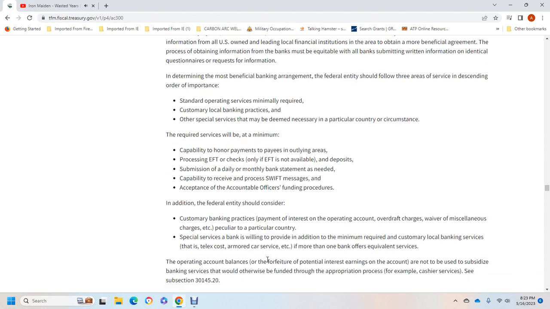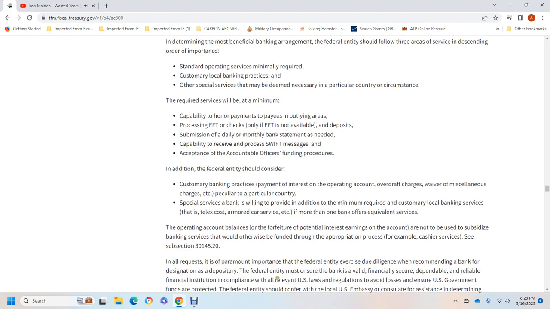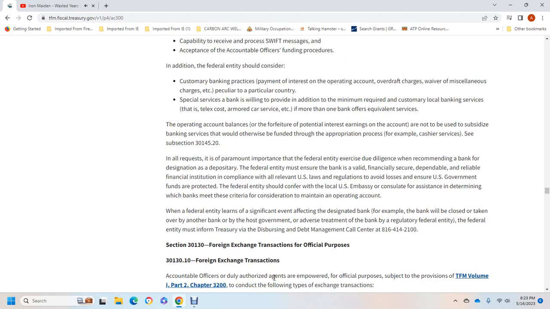Funding procedure. In addition, the federal entity should consider customary bank payments for the interest of the operating account, with overdraft charges and the waiver of miscellaneous charges particular to a particular country. Supposed to service the banks will and provide additional minimum required customary local bank services if more than one banker offers the equivalent services. Operating account banks with forfeiture potential for the interest earning of the account are not to be used as subsidized banking service that would otherwise be funded with the operation profits. For example, the cashier receives subsection 3145.20.